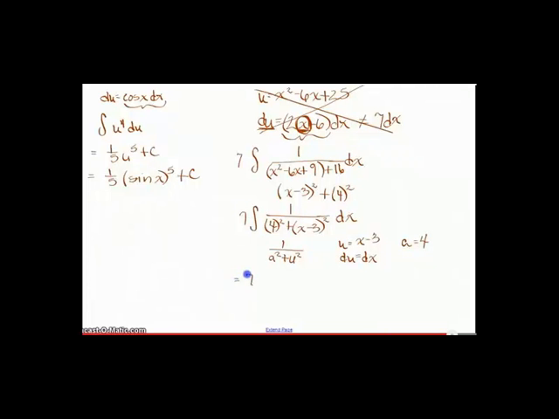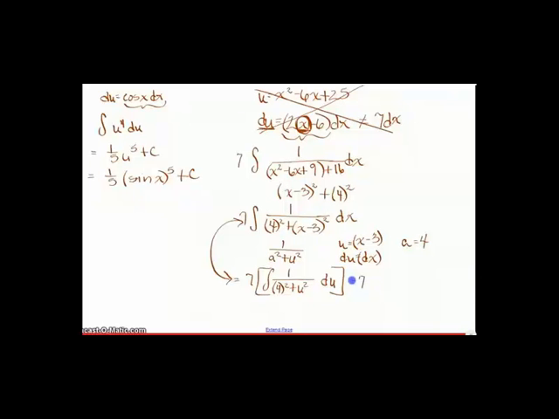Now I still have this 7 out front. I'm just going to copy it down and then go about rewriting things in terms of u and du. So now I have the integral of 1 over, I still have my 4 squared, but now I have u squared du. So if I was to back substitute this in for u and this in for du, is this equivalent to that? Are those two things equivalent? Because if they are, then I can go about finding the antiderivative of this function.